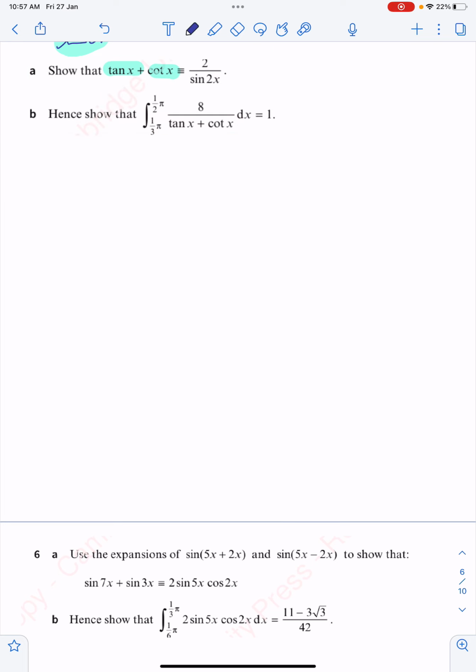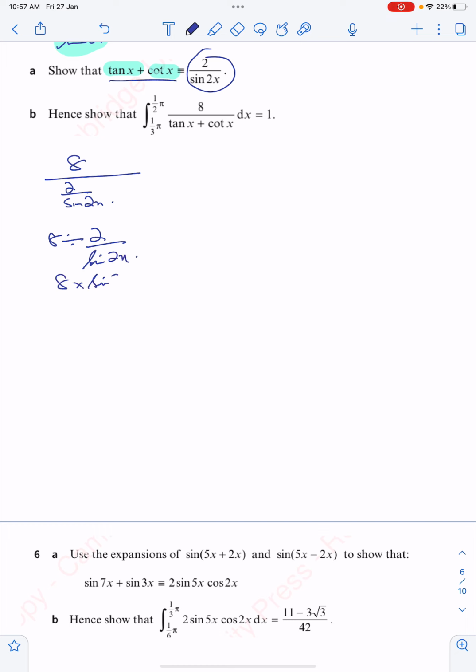So it's 8 divided by, in place of tan x plus cot x, I'm writing 2 divided by sine of 2x. So 8 divided by 2 upon sine of 2x will become 8 multiplied by sine of 2x divided by 2, 4 sine of 2x only. So it is equal to this. You have to prove that 8 upon this equals 1 when you put the identity. So I have to integrate this, putting the boundaries of pi by 2 and pi by 3.